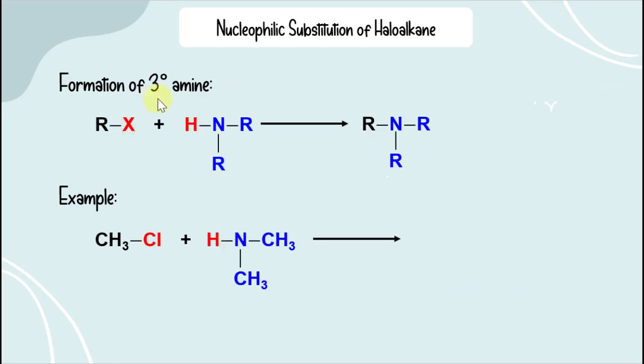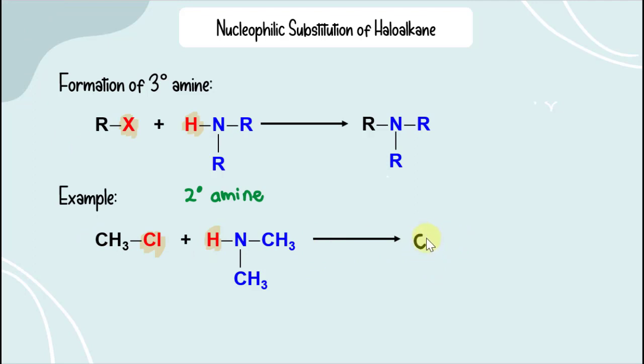To form a tertiary amine from the nucleophilic substitution of haloalkanes, our haloalkane must react with a secondary amine. Alright, so since on the secondary amine we have only one hydrogen on the nitrogen atom, we are going to remove this hydrogen and remove the halogen from the haloalkane and then combine these two structures. We will get a tertiary amine. Alright, for example here, our secondary amine, remove the hydrogen, remove the halogen from the haloalkane, and then we are going to combine the structure.